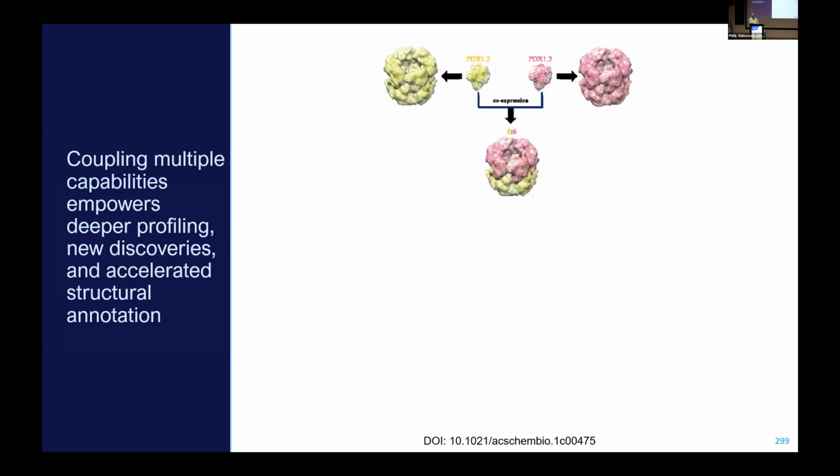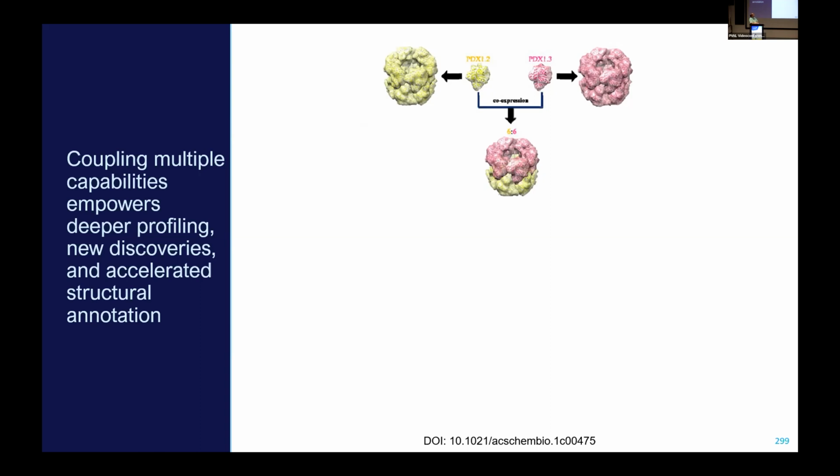Another thing, as I mentioned, we have many capabilities at EMSL. Because of that, we have the ability to do multimodal analysis and get additional information that we can't pull out just from a single technique. This is highlighting a capability where we combine cell-free expression, cryo-EM, and native mass spec to pull out information about a heterocomplex assembly that was kind of invisible to all the approaches on their own.